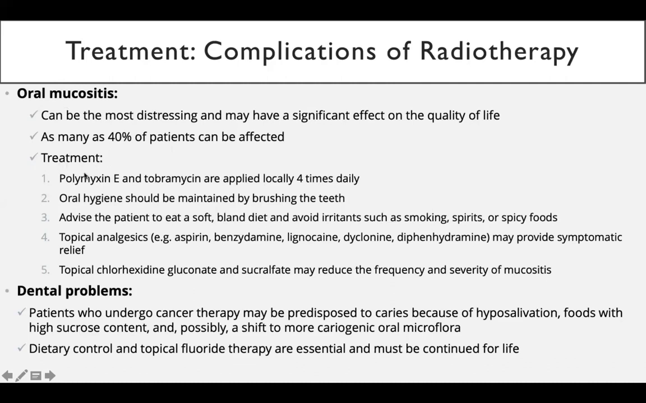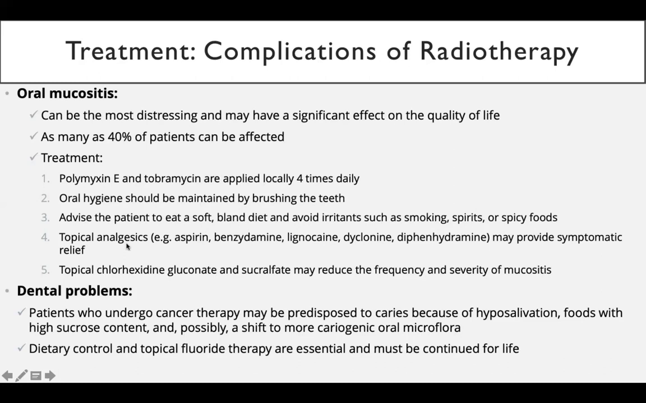What is the treatment? We give polymyxin E and tobramycin, applied as an ointment locally 4 times daily. Oral hygiene should be maintained by brushing the teeth and rinsing the mouth. Advise the patient to eat a soft, bland diet, not spicy, not oily, and avoid irritants such as smoking, spirits, alcohol, spicy foods, oily foods, chewing tobacco, and areca nut.